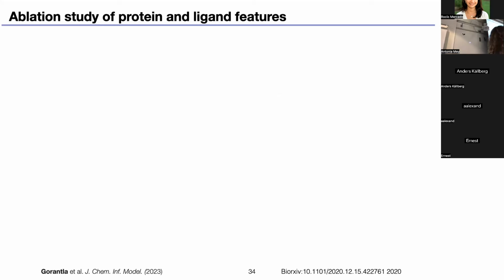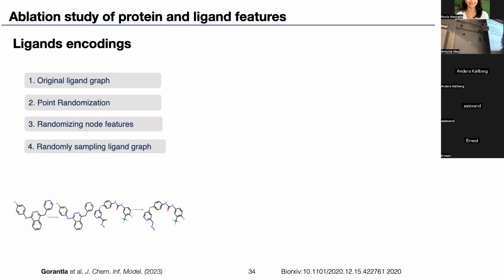So now the idea was, what if we iteratively change some of these things? How does that change the output in our binding affinity using this particular machine learning architecture? For the ligand encodings, we just use the original ligand graph. We do something called a random point randomization, which I guess doesn't really matter that much. The one that is interesting is basically the random node features. So we keep the graph, but just change our node features, and then just randomly sample our ligand graph. So basically, we have iterations of perturbations from the original graph to basically a completely random graph.